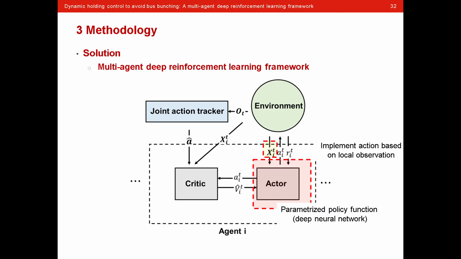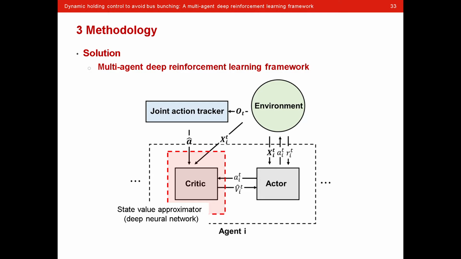The local observation, as mentioned before, is the forward headway, backward headway, and the waiting passengers at the current stop. With this in mind, the actor can produce an action. And the critic is the state value approximator. It is also a deep neural network. It is used to estimate the state value of the actor, and it is used to help update the policy of the actor.